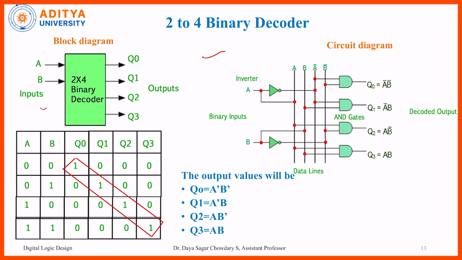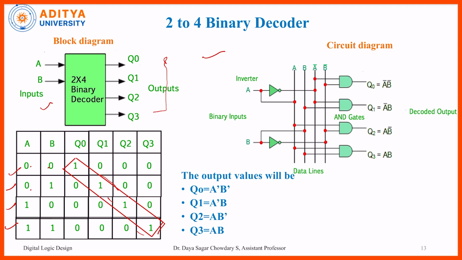So here again, 2 to the power 2 to 4, that means 2 inputs and 4 outputs. Here the representation is Q0, Q1, Q2, Q3. And finally the representation is the same, that is why I have already given the cross mark. This is enabled because we have to follow the binary here: 2 inputs give 4 combinations, that means 00, 01, 10, 11.